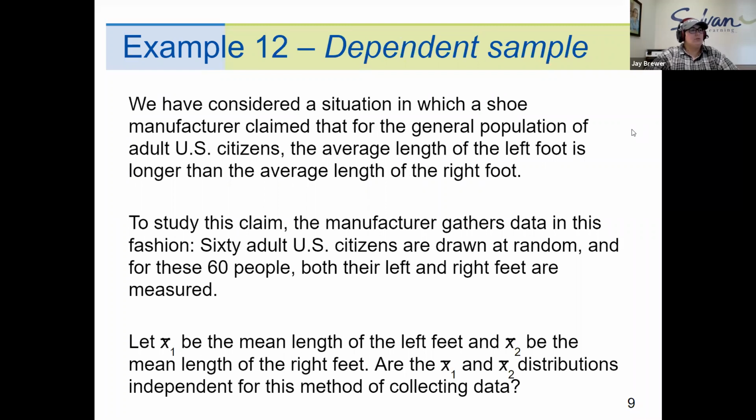We have considered a situation in which a shoe manufacturer claimed that the general public, the population of adults in the US, has an average length of the left foot that is longer than the right foot. To study this claim, the manufacturer gathers data in this fashion. 60 adult US citizens are drawn at random, and of these 60 people, both their left and right feet are measured. Let x bar sub 1 be the mean length of the left feet and x bar sub 2 be the mean length of the right feet. Are the two distributions independent for this method of collecting data?